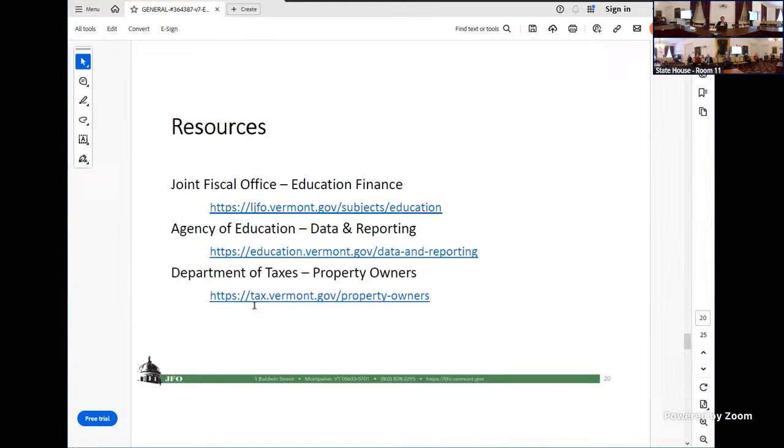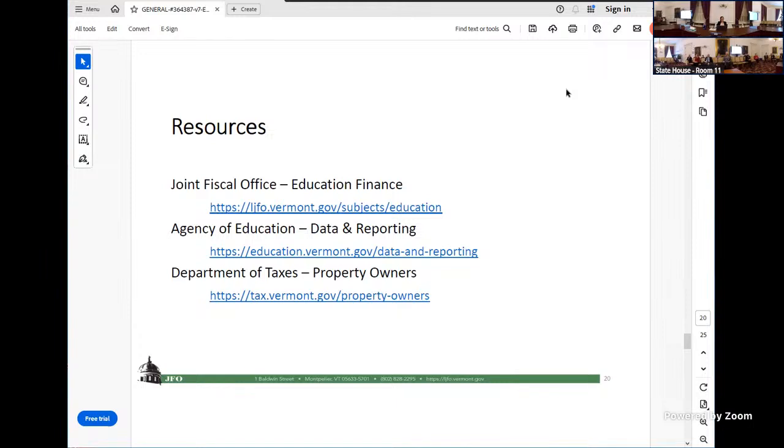Here are a few resources: JFO's Ed Finance materials, AOE has some data online, and the Department of Taxes also has a lot of resources for interpreting property taxes. So I will stop there. I have saved enough time for questions, and I know I went through a lot, so I will leave it up. Yes.